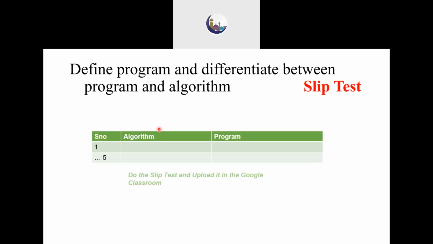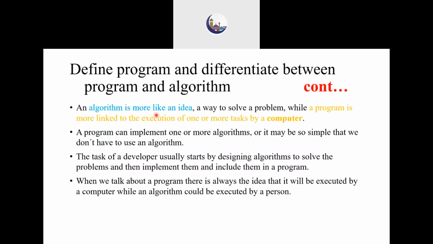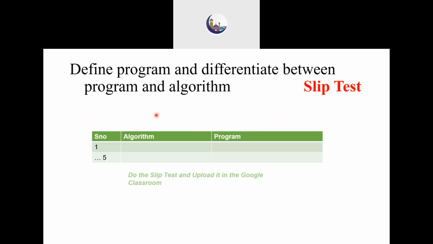Now, in this particular slide, I have kept a slip test for you, for which I'll announce a deadline shortly. I'll post it in the Google Classroom, with the deadline and how many marks will be awarded for it. Basically, in the previous slide, I have kept a few differences between an algorithm and a program, right? What you have to do in this slip test is pick up those differences into a tabular sheet, one column for the algorithm and one for the program. What can be the differences between them? Right, any 5 of them.